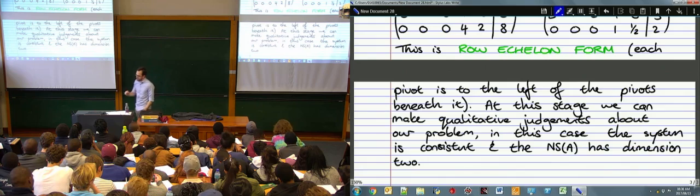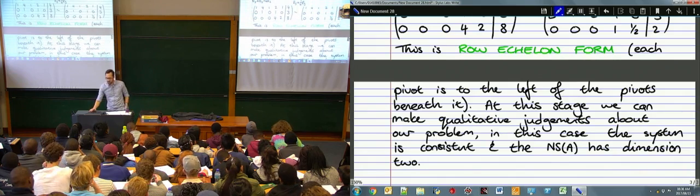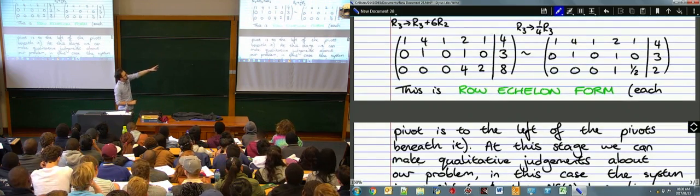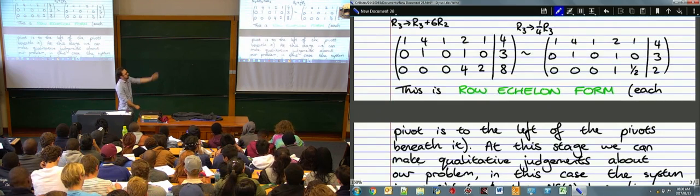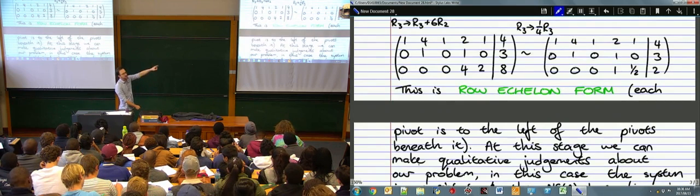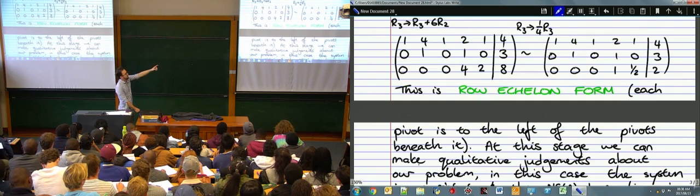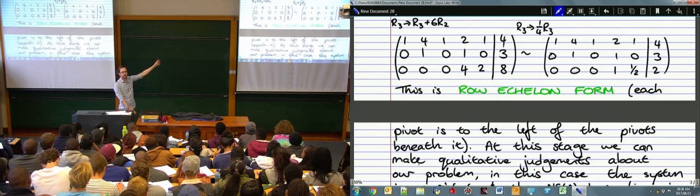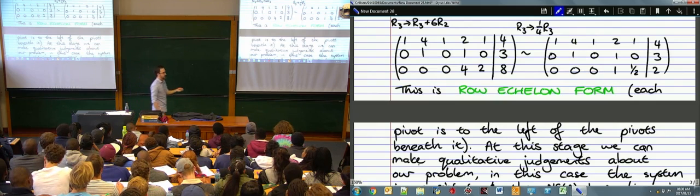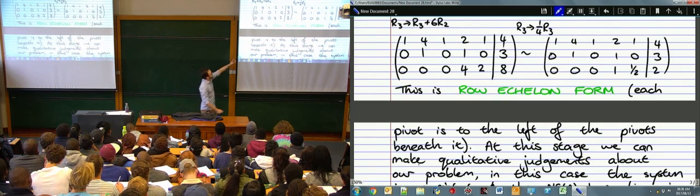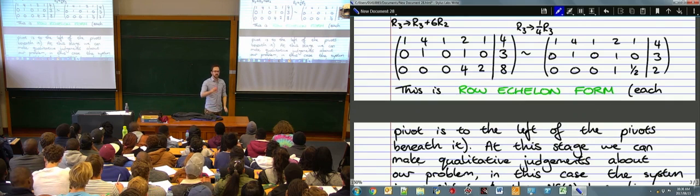And the way you make these qualitative judgments, very simply, is you basically just look at the shape of that. Over here we've got 5 columns. Only 3 of the columns have pivots in them. Right, the first column, the second column, and the fourth column. The third and fifth columns don't have pivots in them. So for the third and the fifth columns, it would be x3 and x5, you let those be some free variables.